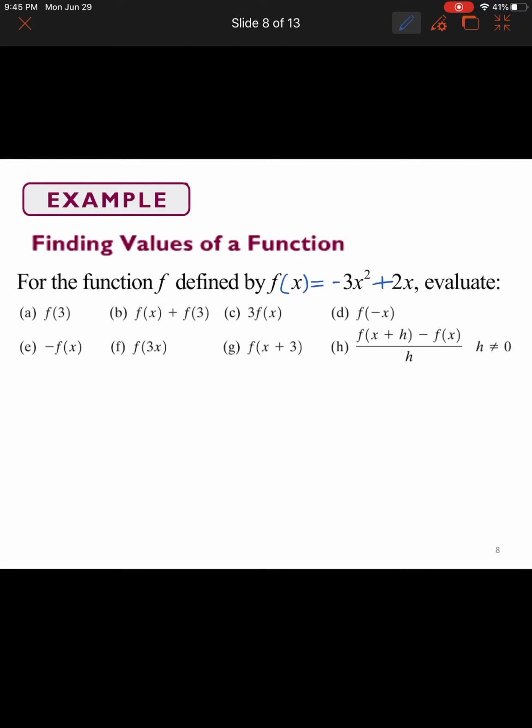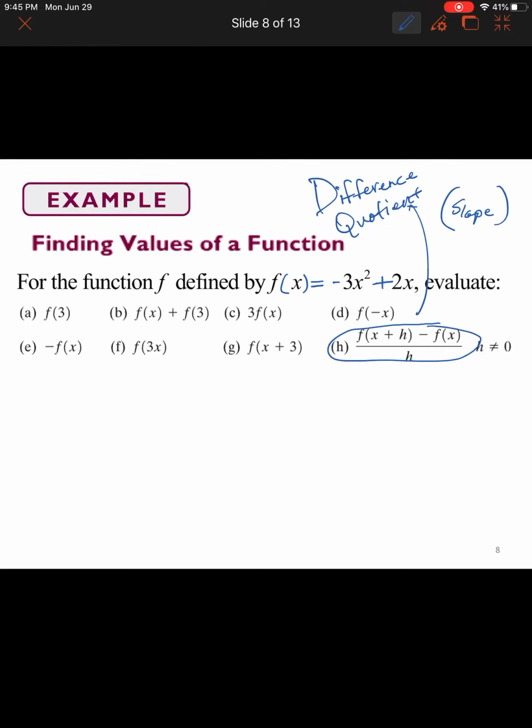We have f of x plus h. That input right there. Part H, before I start the example, this has its own name. This is called the difference quotient. In all honesty, all the difference quotient is the slope. It won't make sense right away, but in the future you'll say, oh, it was just a slope. But it's a slope at particular locations, all right?